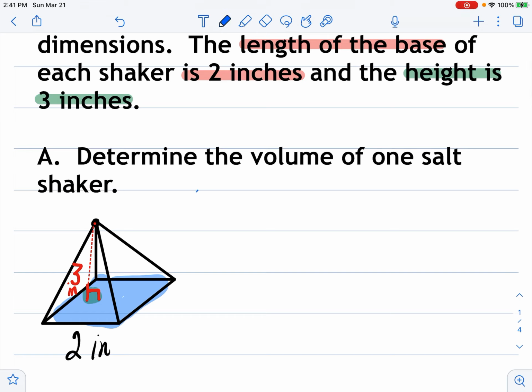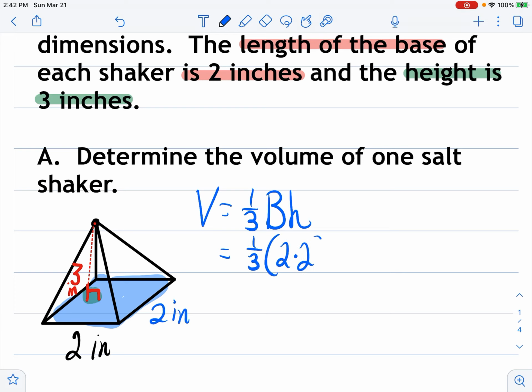So my volume formula for a pyramid, recall, is 1/3 times the area of the base times the height. Okay, now on my picture over here, I already have everything from the problem labeled for you. The height's 3 inches, one of the lengths is 2. That means that since it's a square, the other length is also 2 inches. So I'm going to go ahead and fill in all my information. Of course, the area of a square is length times width, or sides squared. So I'm going to do this as 1/3 times 2 times 2, and the height is 3.